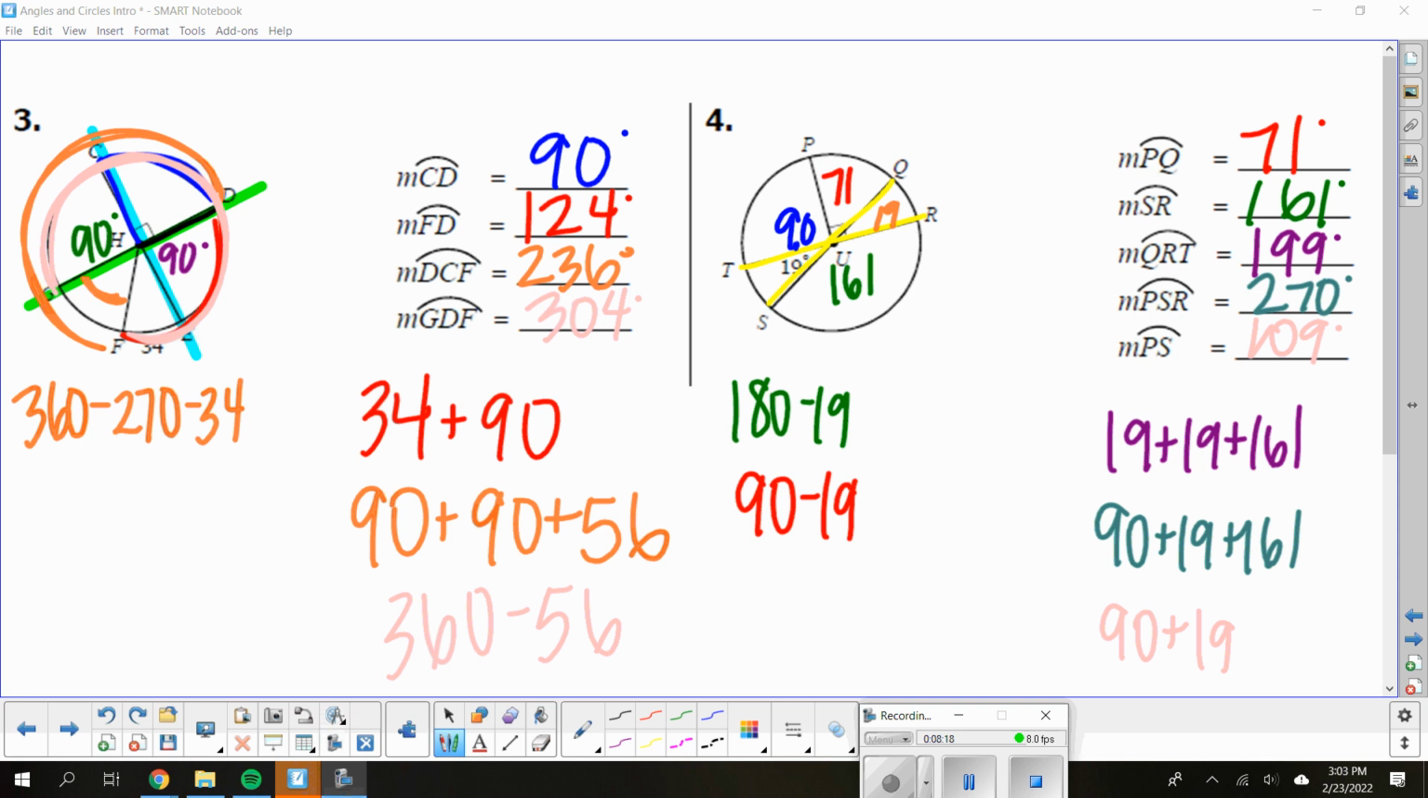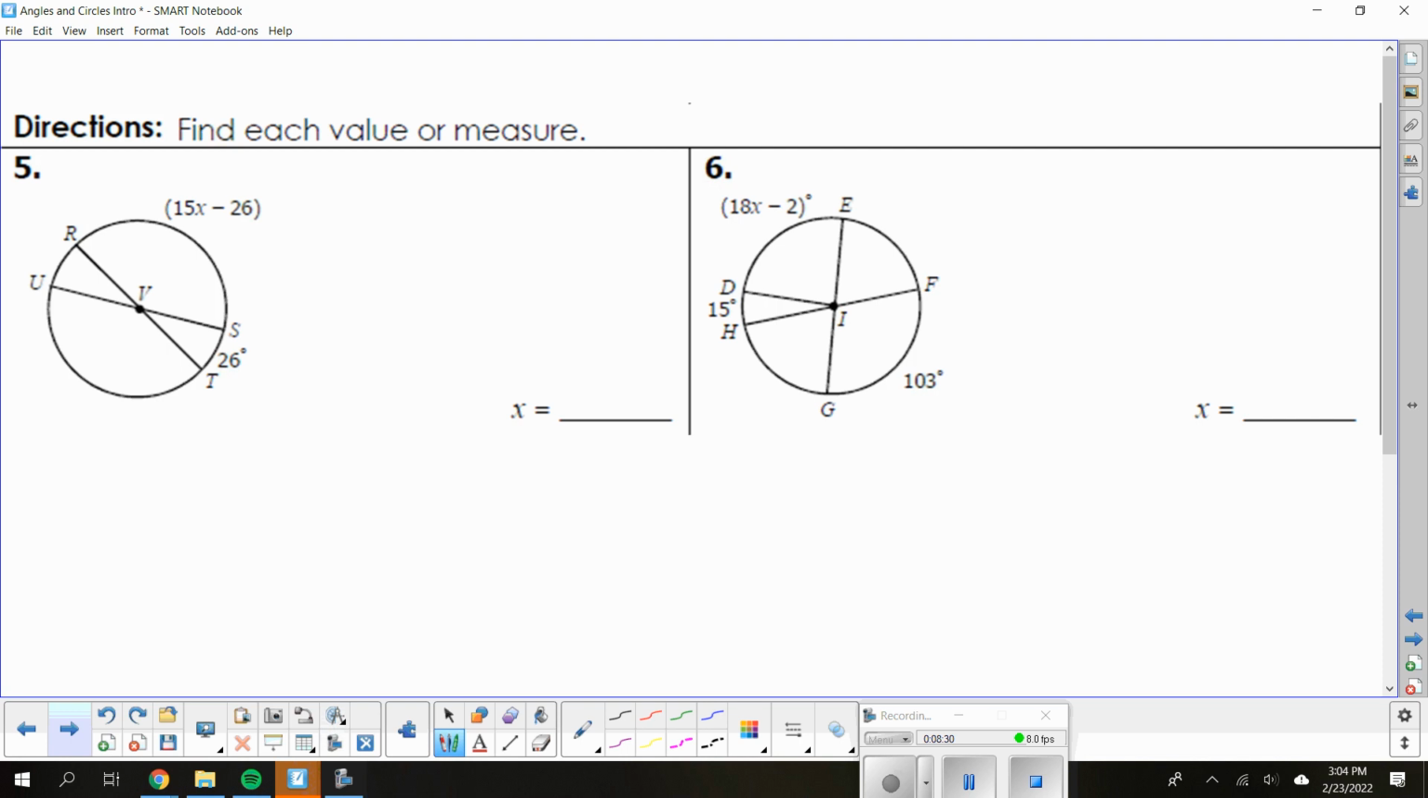Alright, and there we go, we have them. First thing I noticed were some vertical angles that I have in yellow. Then I used some diameters to go from there. Alright, let's do some with algebra. So let's look at number 6. I want to solve for x.